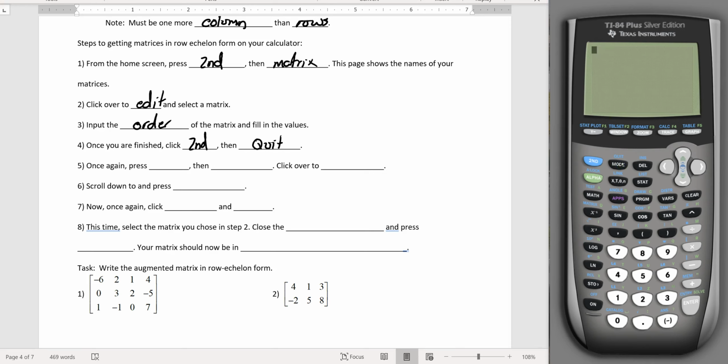Done with that. Now we're going to talk about how to solve it. We're going to press second and matrix, and then click over to math. From there, we're going to scroll down quite a ways, actually. We're going to scroll all the way down to REF.